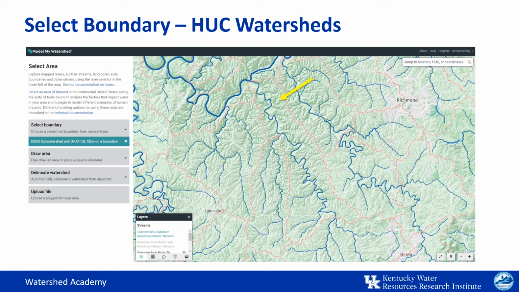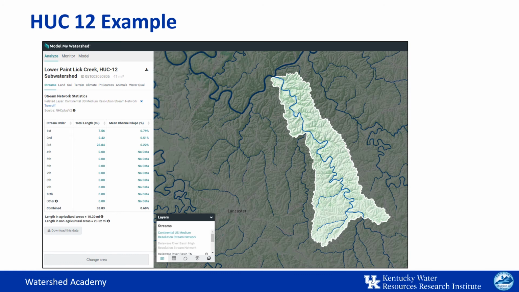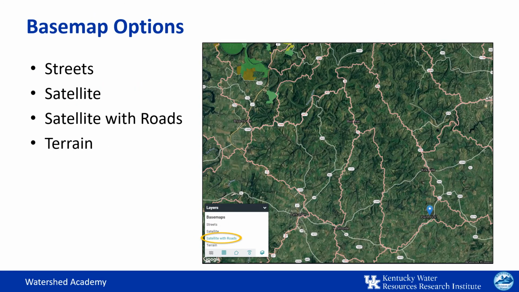So if you click on the HUC 12 selection, these delineations show up in the pink, and you can scroll over to see the HUC names. Then click on the HUC that contains your area of interest, and the same details will be calculated for that HUC area. Here you can see the HUC 12 for the lower Paint Lick watershed is shown along with some of its statistics. There are also several different Basemap options that can be chosen within the layers box. You can choose the satellite view with or without labeled roads, as well as terrain and street views.